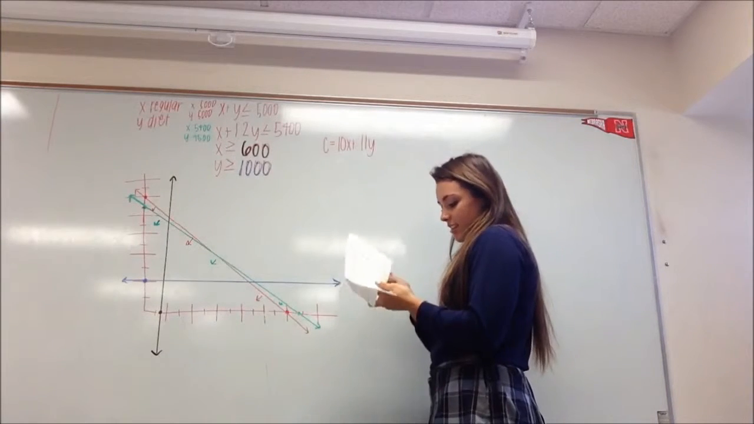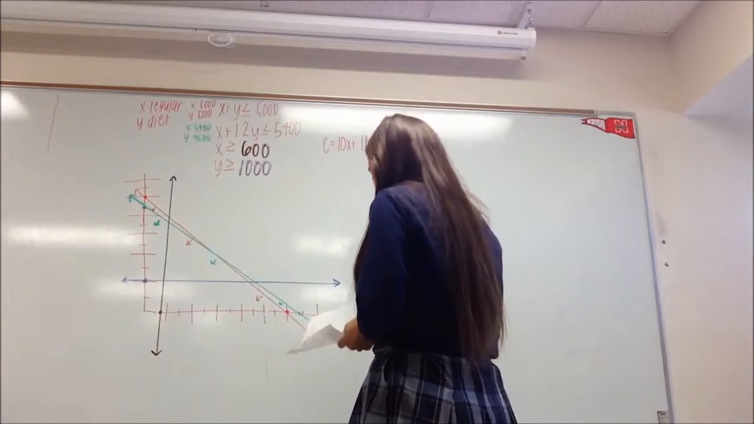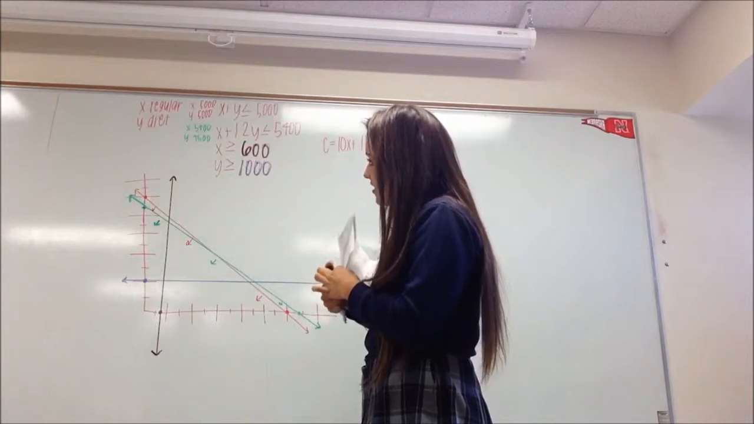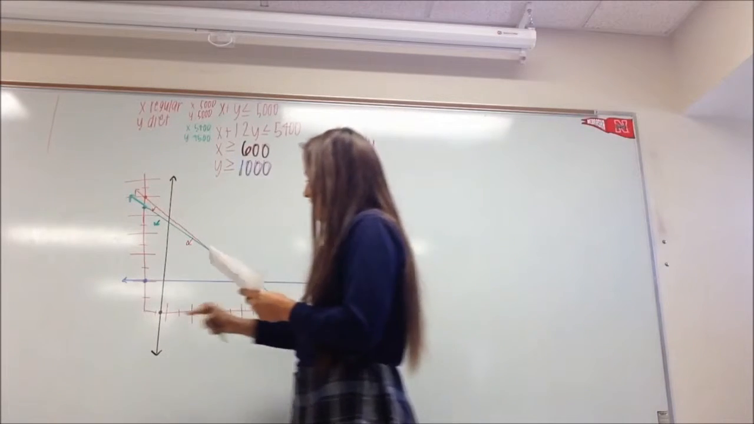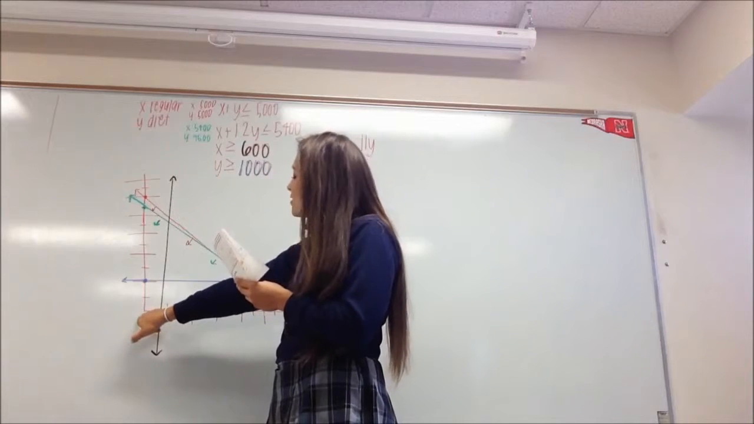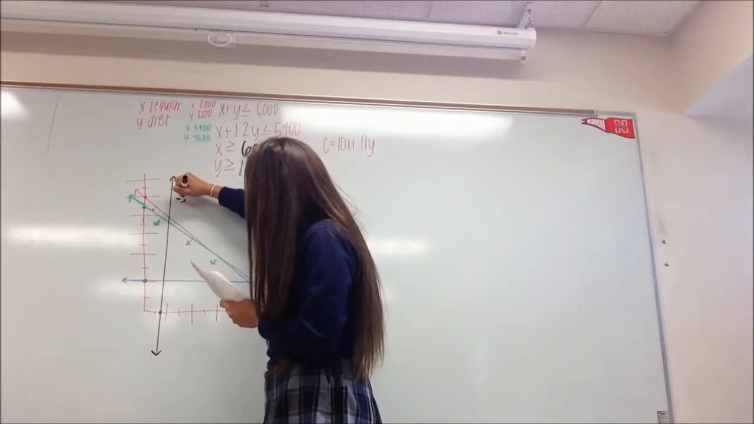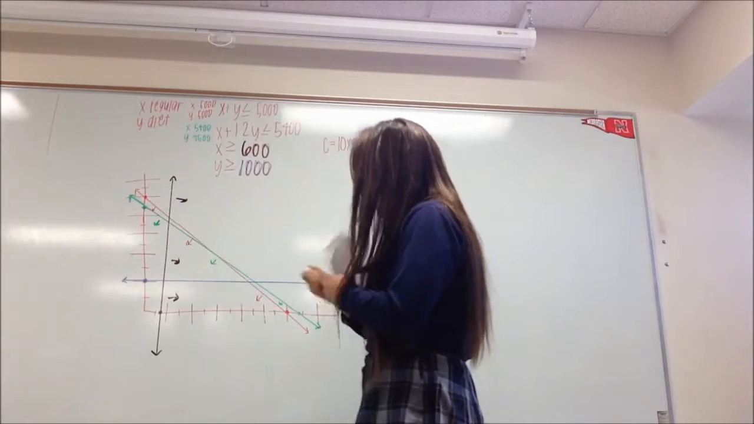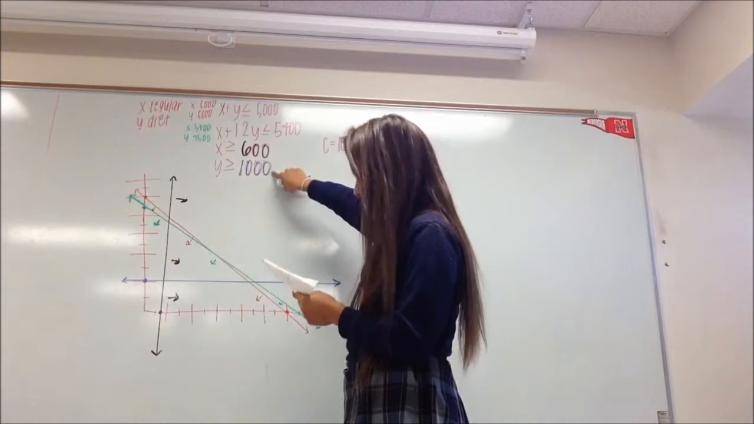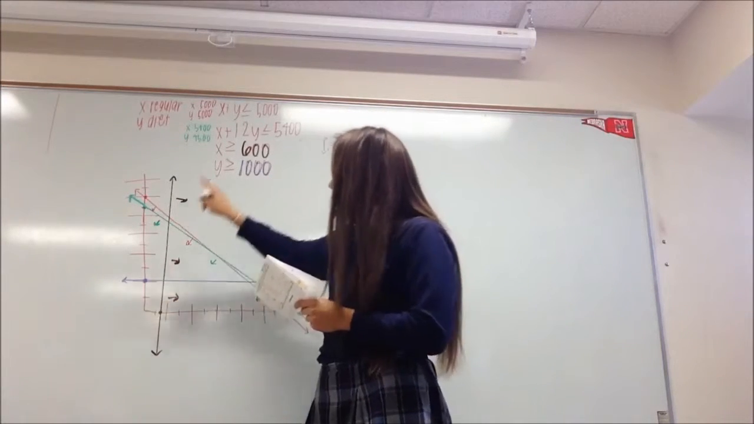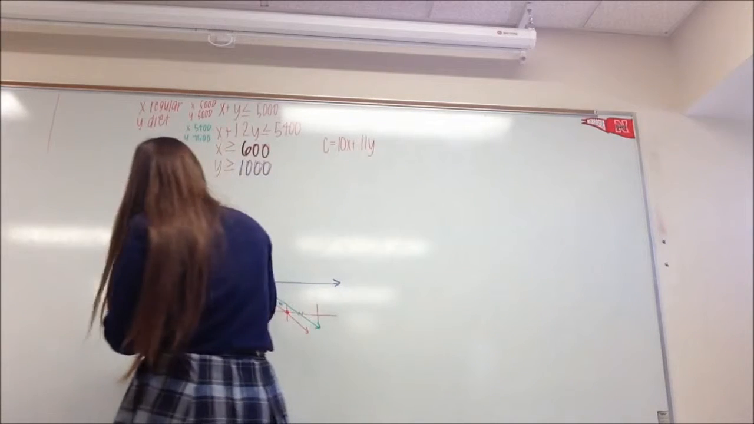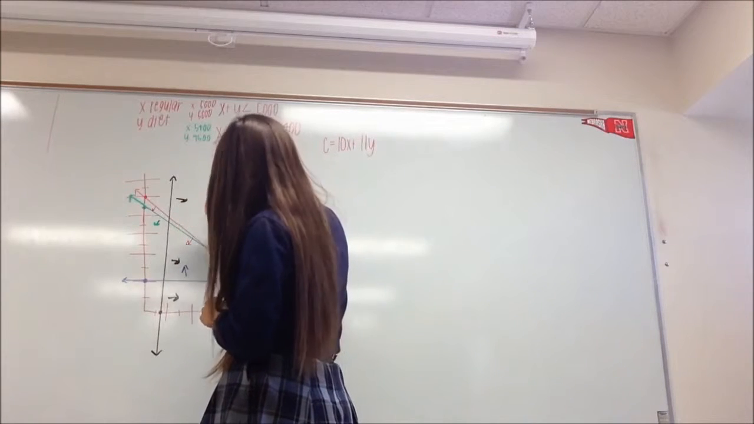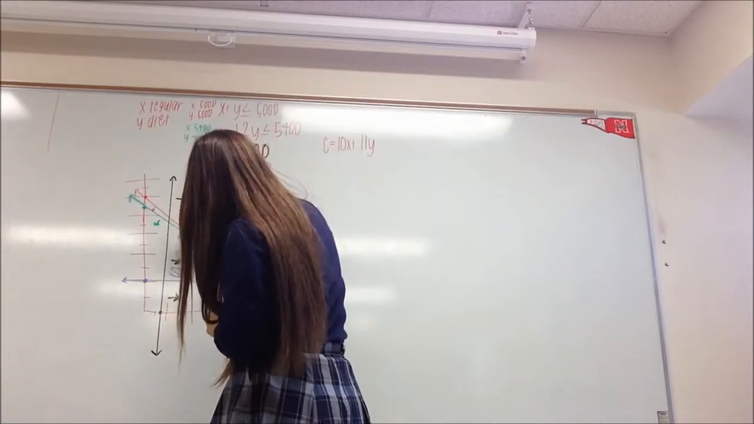And then next we graphed this one, and that's the brown one. So we plugged in 0, and that was not true, so the arrows will be going this way. And then for the blue line, which is this, the arrows will be going up because 0 does not make that true. And then according to which way all the arrows are pointing, this area will be shaded in.